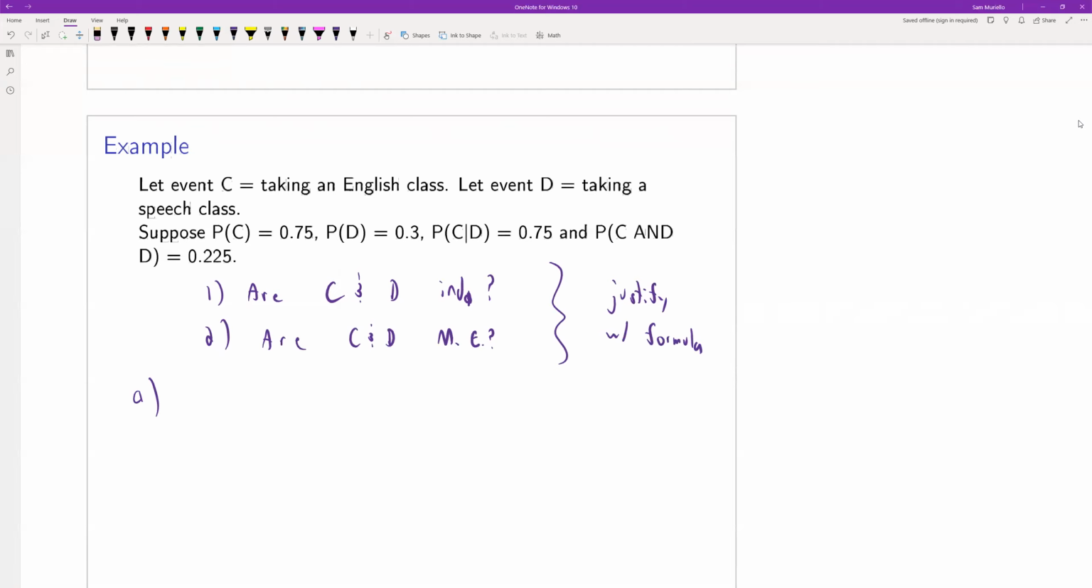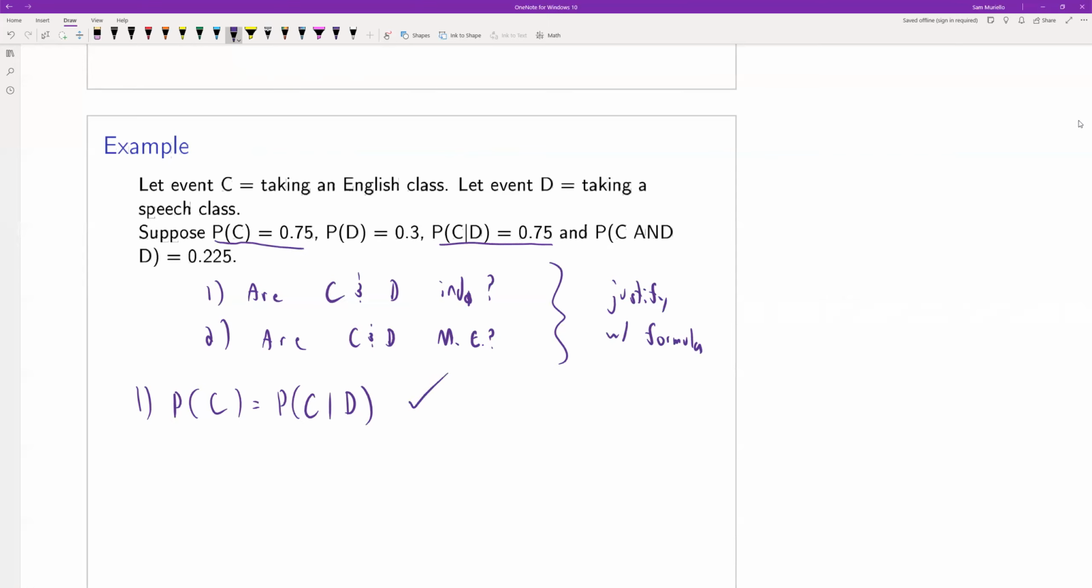Let's first take a look at number 1 to see if they're independent. If they are independent, then the probability of C should equal the probability of C given D. In other words, I shouldn't care whether or not they took a speech class or an English class if I'm looking at one as opposed to the other. It shouldn't affect it. And here I see that it doesn't. The probability of C and the probability of C given D are exactly the same.